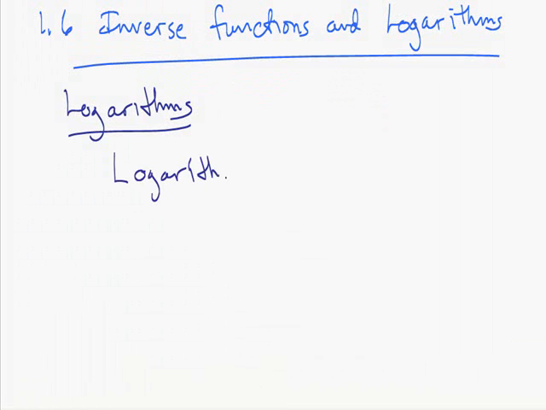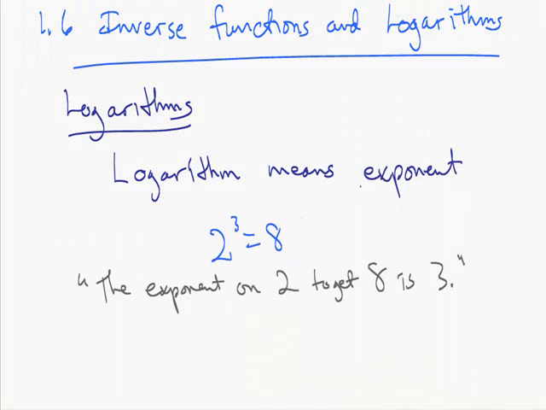When we talk about the word logarithm, all it means is exponent. So what we're doing is basically taking an exponential expression and putting the emphasis on the exponent. An exponential expression, something like this: 2 cubed is equal to 8. I think you all agree that's true. And we normally say that 2 to the third power is equal to 8. But I can say it a different way and put the emphasis on the exponent by saying that the exponent on 2 to get 8 is 3. That's also a true statement, but again, I'm putting the emphasis on the exponent.